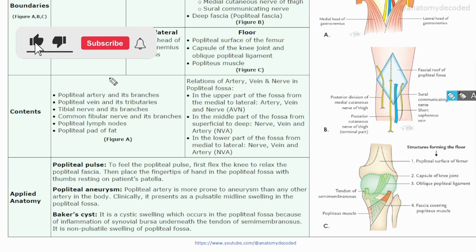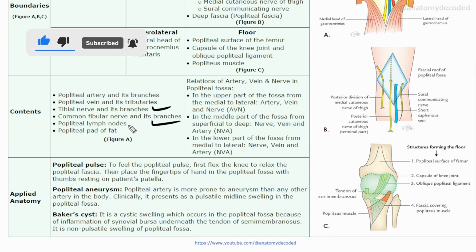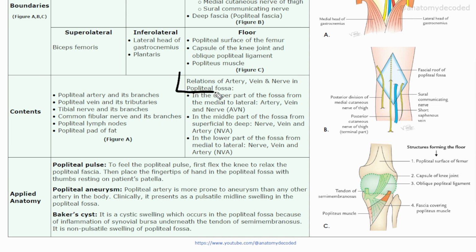Okay, so here we can see the tibial nerve and its branches, the common fibular nerve and its branches. There are some lymph nodes, popliteal lymph nodes, then the popliteal pad of fat. Okay, and there is a specific set of relations of this artery, vein and nerve in the popliteal fossa.